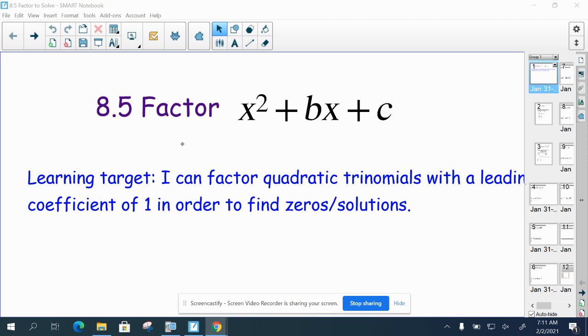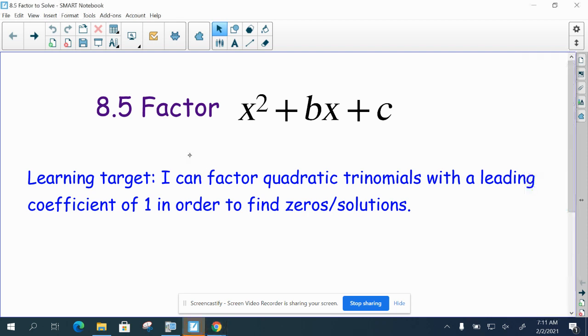Everyone, today we are going to review what you did in the 8.5 discovery activity in Edulastic and go over a few more examples. So what you learned is how to factor a quadratic trinomial just with the leading coefficient of 1, because if it's not 1, then it's a little more complicated. And then we want to do that because we can only find the solutions of a quadratic trinomial if it's factored by using the zero product property.